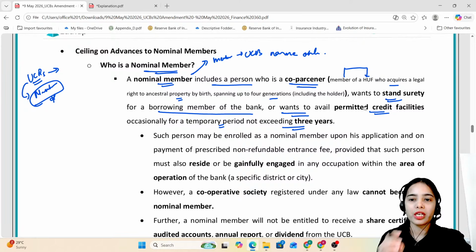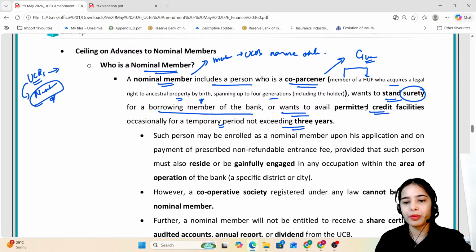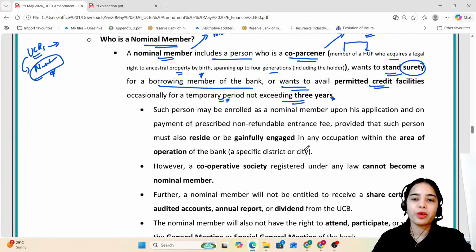So basically a nominal member can be a co-partner who is a guarantor, who is working as a surety, providing the personal guarantee for a borrowing member of the bank, or the nominal member can be a member who wants to have a temporary loan of up to 3 years time period. Such persons may be enrolled as a nominal member upon application and giving a non-refundable entrance fee.